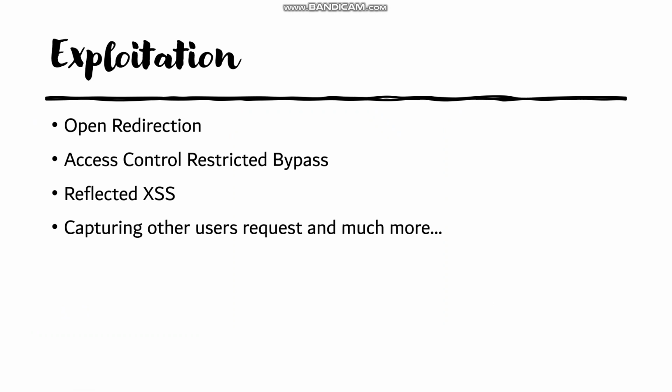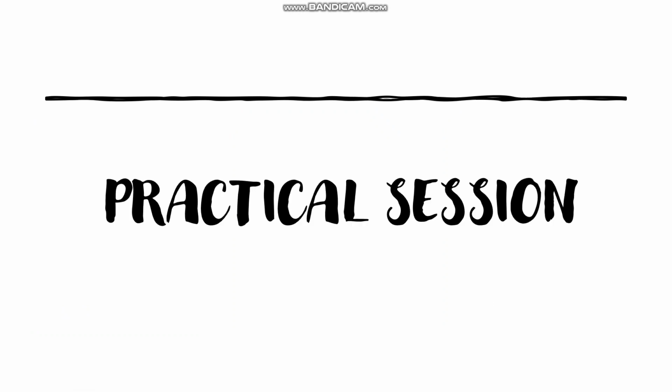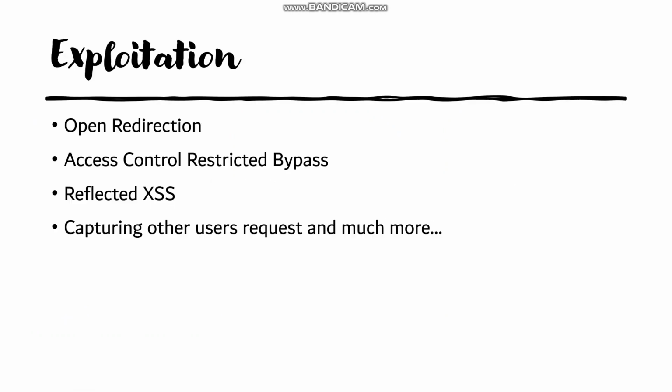Now how will we exploit this? I have attached the practical session in the later part. Now we can do an open redirect, access control restriction bypass, reflected access and capturing other user requests. We can do this with Burp Suite, and capturing other user requests means you can have every cookie data that a user is having in the request.